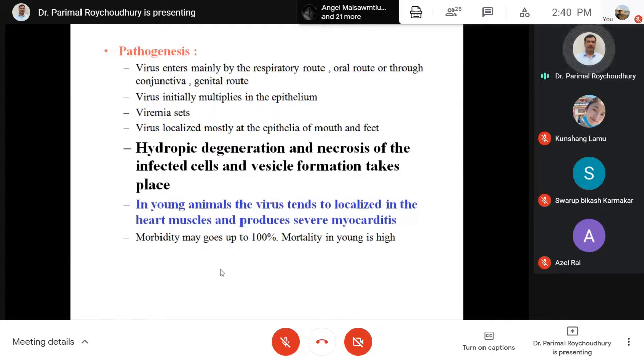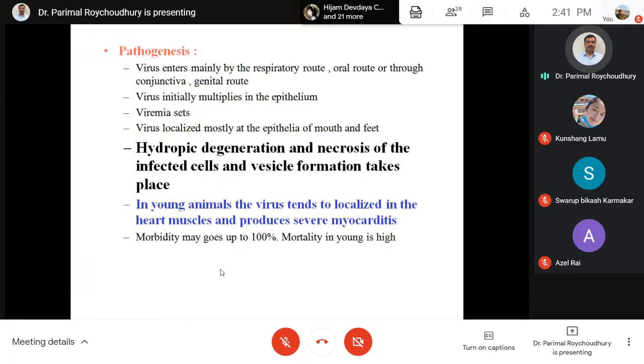Yes, we could see high mortality in the calf because of myocarditis condition. Please note it down. This is another very frequently asked question. But in adults, the 100% is the morbidity, not mortality. Morbidity means production loss. The animal, like the draught animal, is unable to walk or perform any work, and in dairy animals, there will be total production loss.